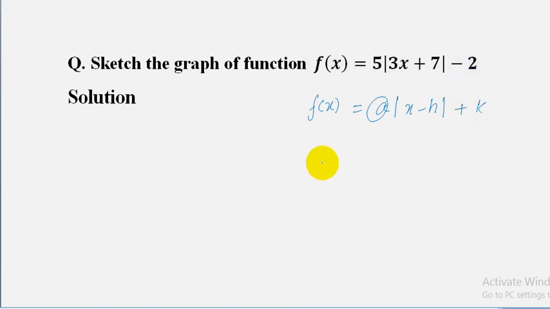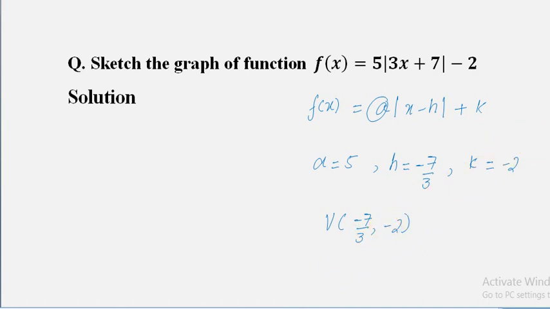In this case, a is equal to 5, which is greater than 1, and it represents vertical stretch. h is equal to minus 7 upon 3, and k is equal to minus 2. Now, the vertex for this absolute value function is at the point minus 7 upon 3, minus 2.